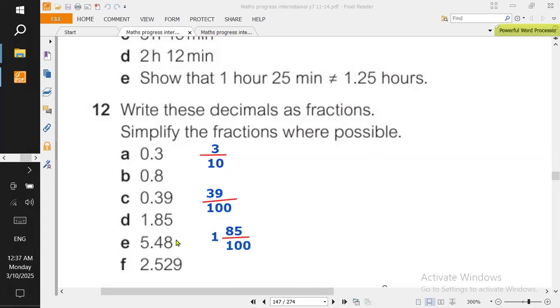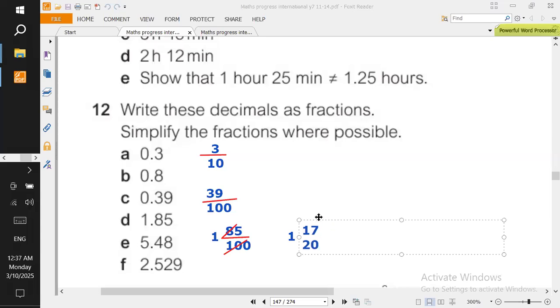So that's the mixed number of this one. Same here, 5 and 48 over 100. And then you have to simplify it as much as possible. So focus on this, okay? Now 85 over 100 is going to be 17 over 20 because we divide by 5. So divide by 5, divide by 5 is going to be the final answer, 1 and 17 over 20.